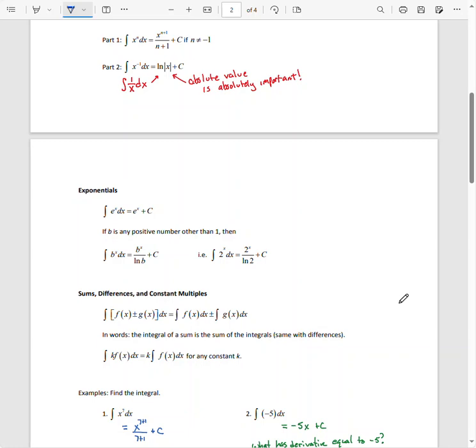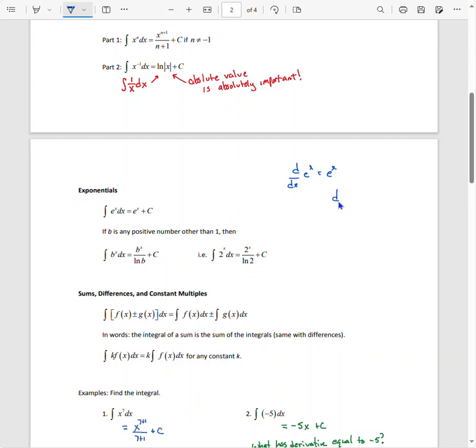Our exponential rule: we know that the derivative of e to the x is itself because it's awesome. So the antiderivative of e to the x is also itself plus a constant. If b is any positive number other than 1, so it's the base of an exponential, the integral of b to the x dx is b to the x divided by the natural log of b plus c. For example, the integral of 2 to the x dx is 2 to the x divided by the natural log of 2.